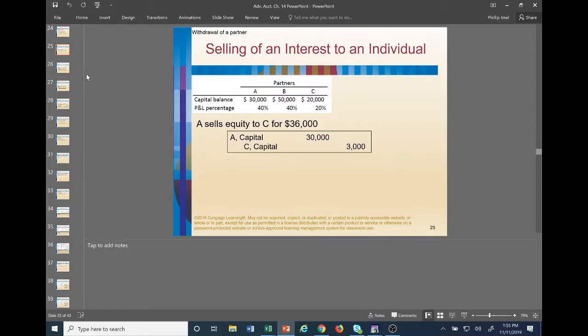Selling of an interest to an individual. The equity of the withdrawing partner will be purchased with the personal assets of existing or new partners rather than with the assets of the partnership. Now assume partner A withdraws from the partnership and C uses personal funds to purchase A's interest at its current value of $36,000. If the price paid by C is not used to impute the value of the entity, the transaction will be recorded by debiting the capital account of partner A by $30,000 and crediting the capital account of partner C by $30,000.